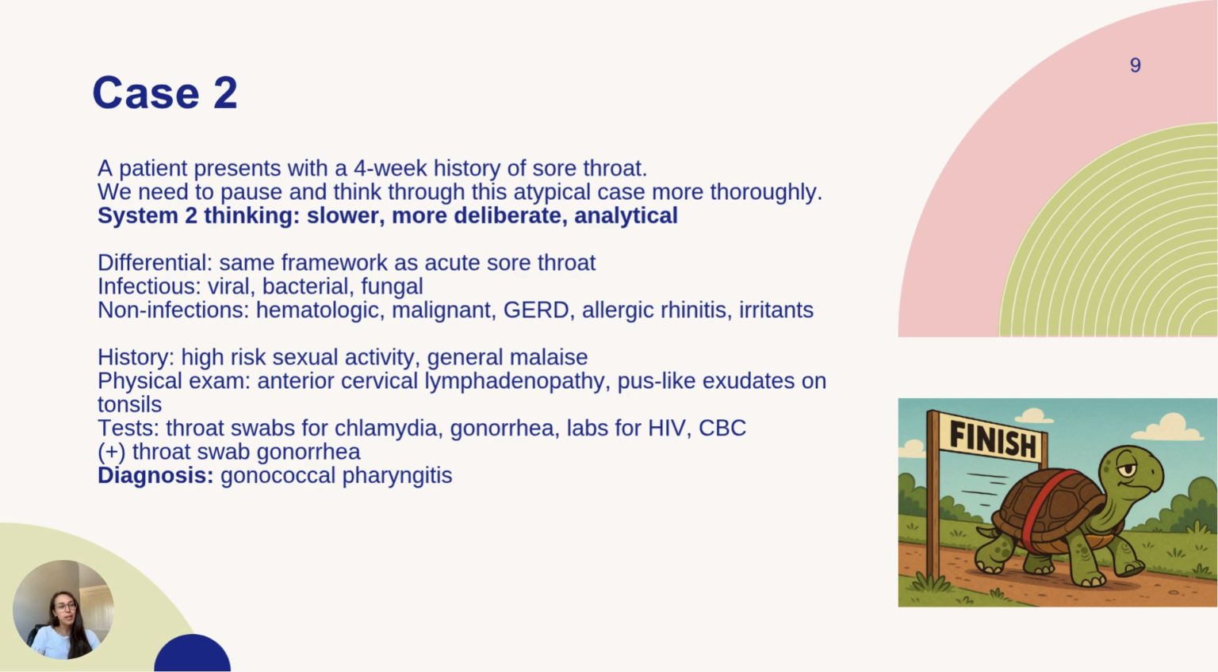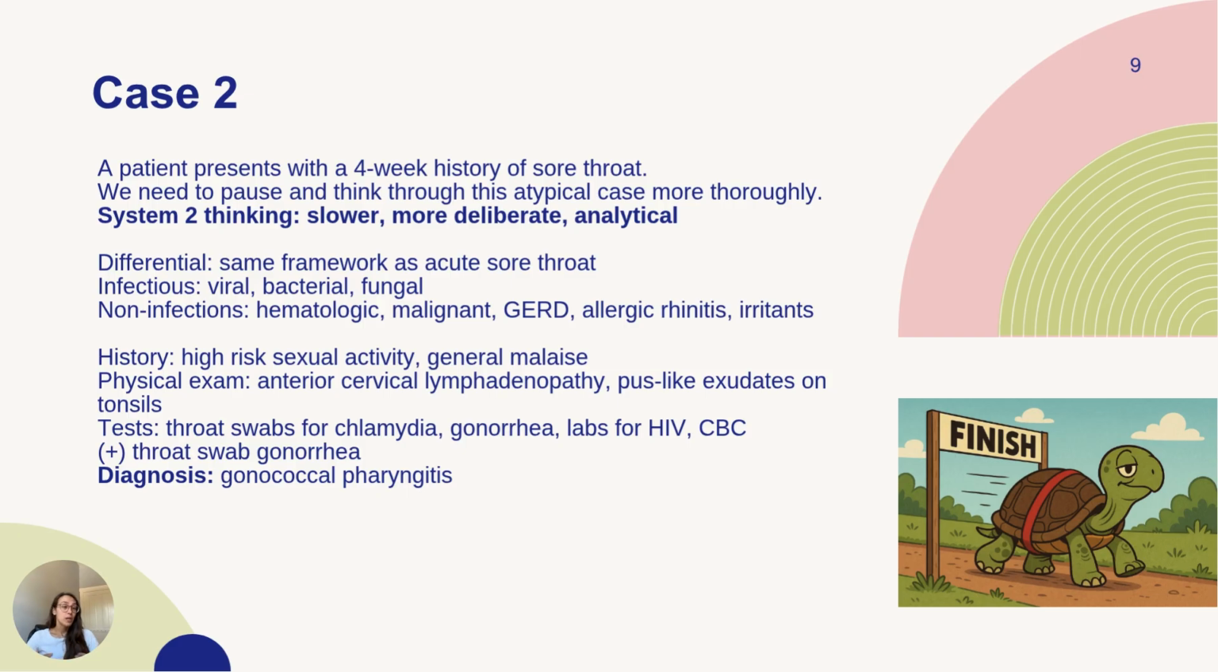In contrast, let's see another patient who presents to you with a 4-week history of a sore throat. So right away, I need to stop, pause, and think through this case more thoroughly because it's atypical. I haven't seen a chronic sore throat in some time, and maybe I forget what I need to be thinking through. So with my differentials, I start with a list of hypotheses. Could it be an infectious or non-infectious cause? So with that, I'm adding, could this be HIV, chlamydia, gonococcal pharyngitis? Could it be a hematologic malignancy?